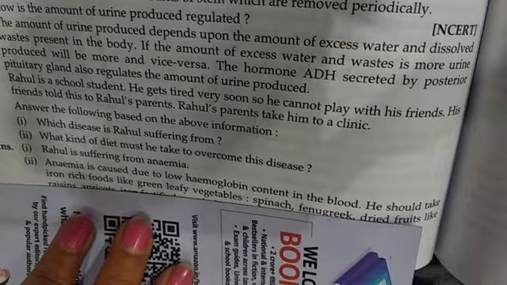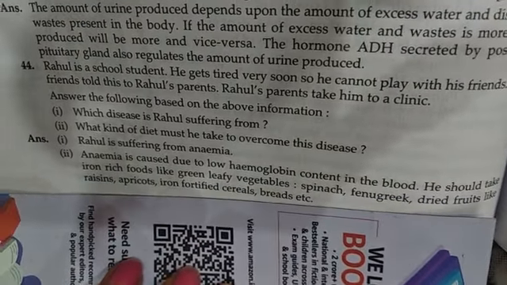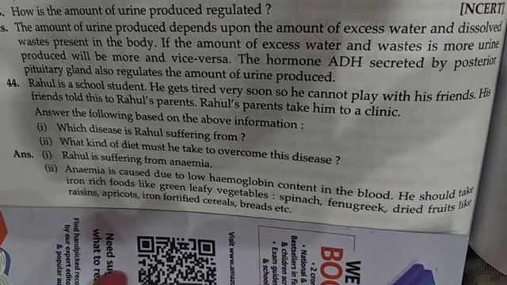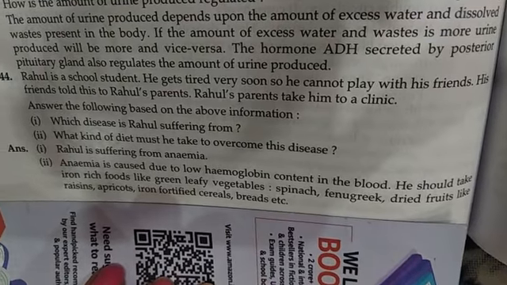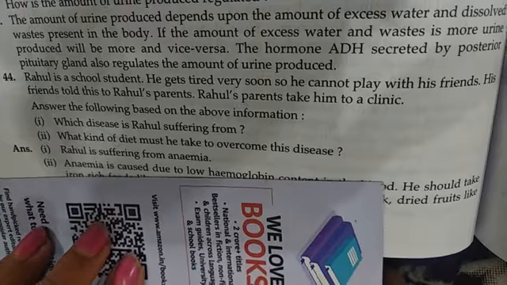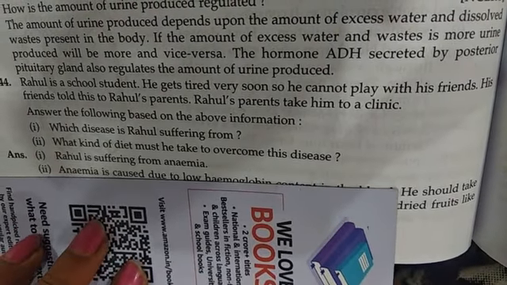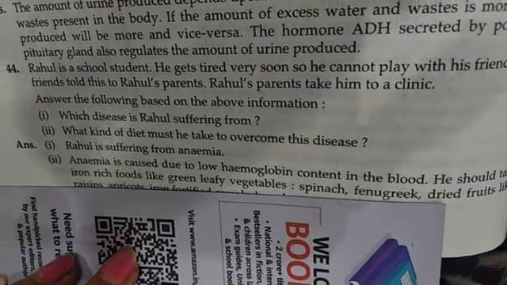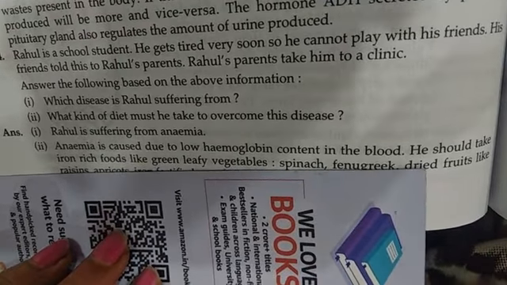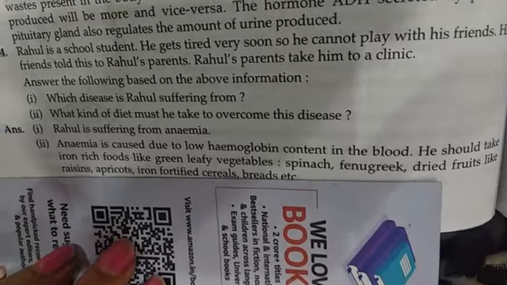Now Rahul is a school student. He gets tired very soon, so he cannot play with his friends. His friends told this to Rahul's parents, and Rahul's parents took him to a clinic. So the following questions: which disease is Rahul suffering from? Anemia. What kind of diet must he take to overcome this disease?